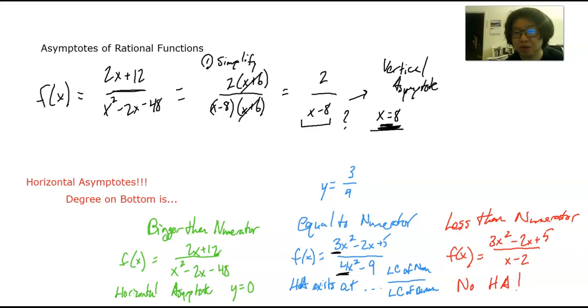But the hardest one is this middle one. If you see the numerator and denominator having equal degree, you're going to have to think about their leading coefficients too when determining what the horizontal asymptote is. Okay. And again, just like on the graph, it just displays as a nice horizontal line that the graph cannot touch.